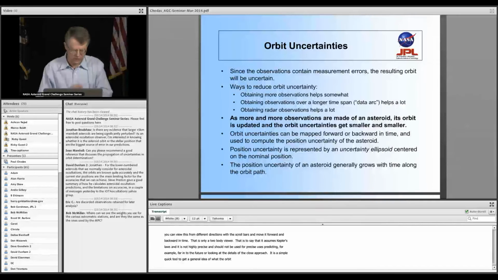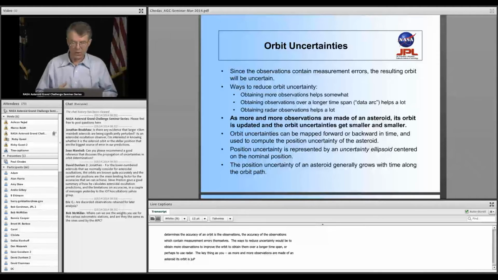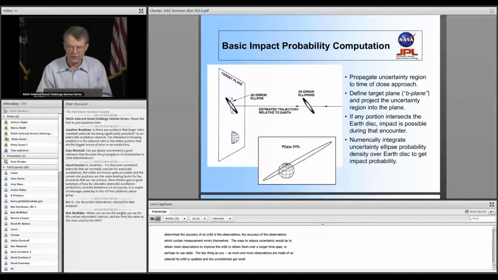Let me talk a little bit about orbit uncertainties. And I will have to accelerate, I understand. The key thing here is that what determines the accuracy of an orbit is the observations, the accuracy of the observations, which contain measurement errors themselves. The ways to reduce an uncertainty would be to obtain more observations to improve the orbit, to obtain them over a longer time span, the data arc, or perhaps to use radar. The key thing is, as more and more observations are made of an asteroid, its orbit is updated, and its orbit uncertainties get smaller and smaller, so that with time, the uncertainties will drop in size.